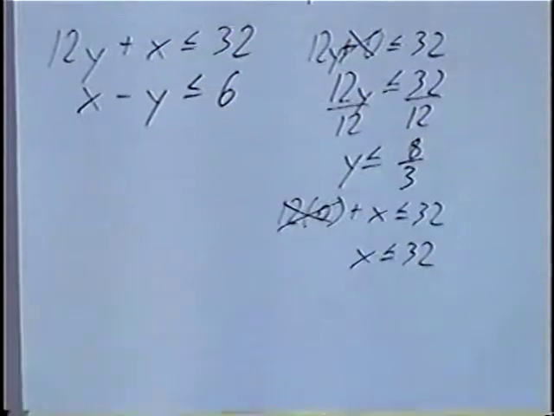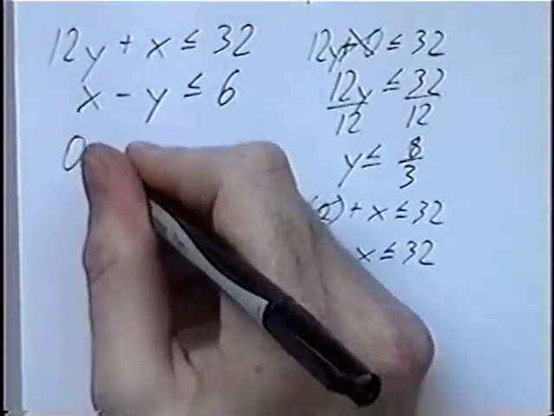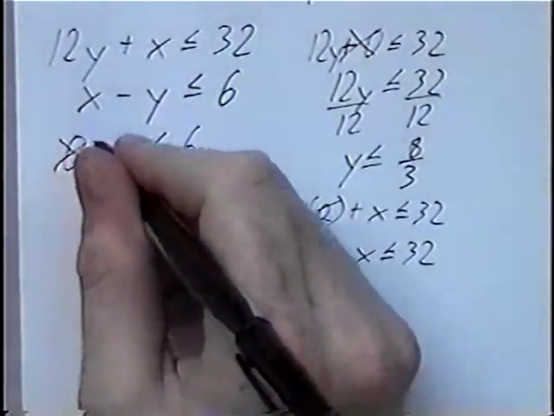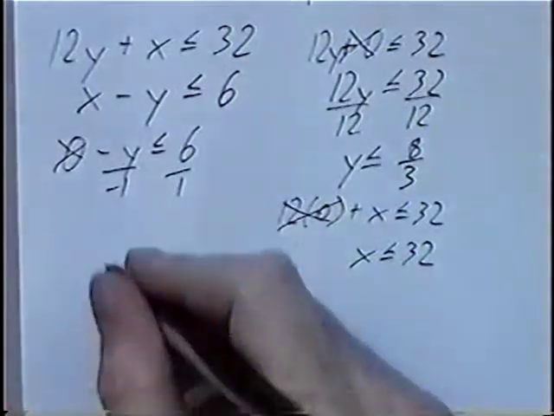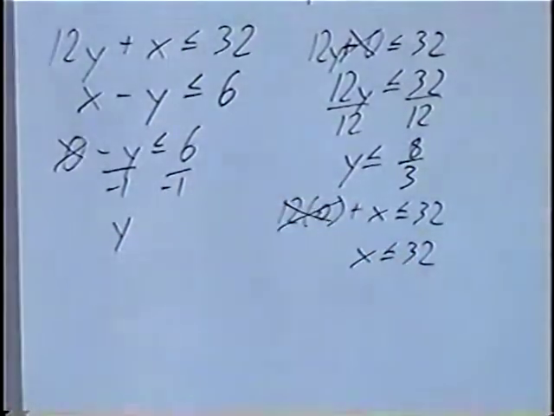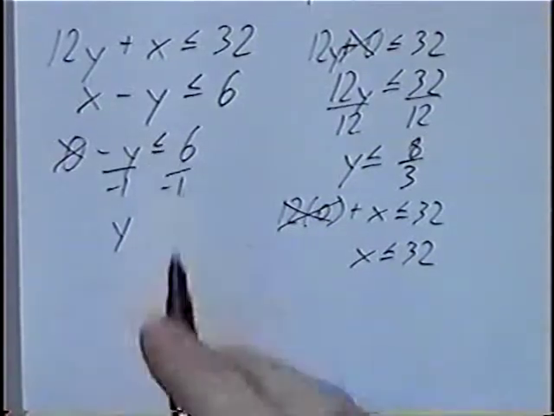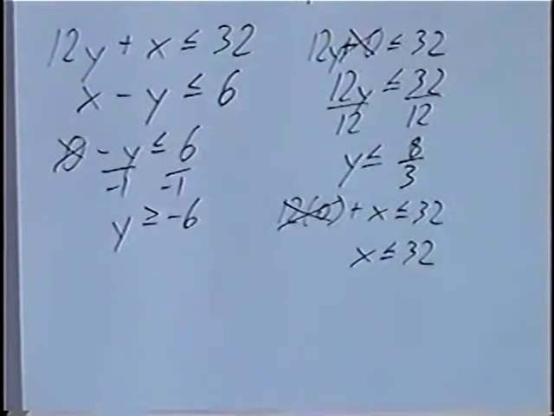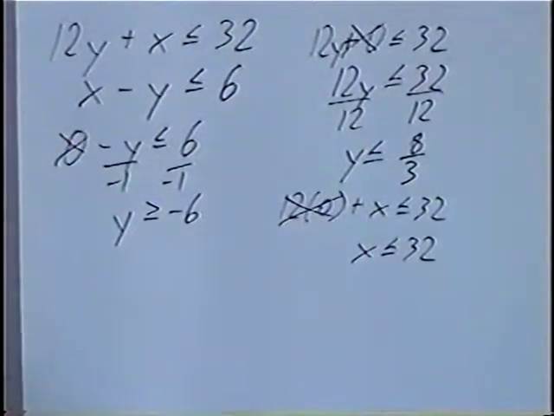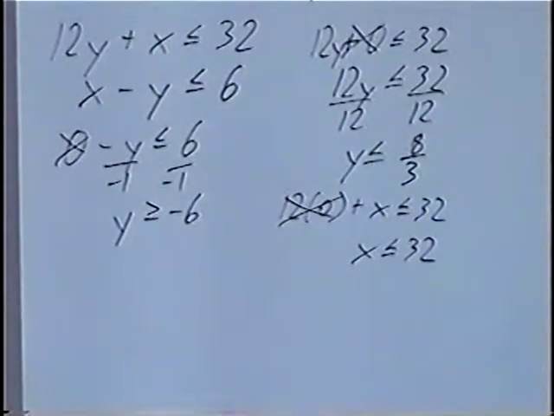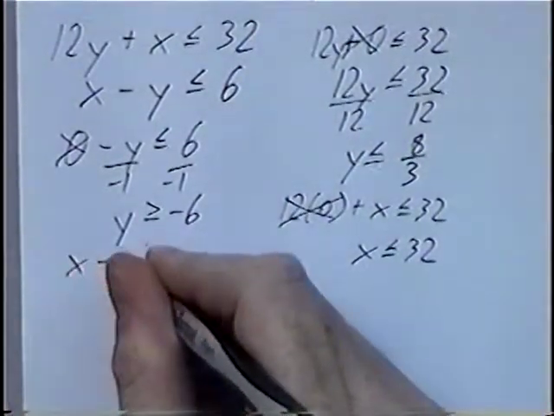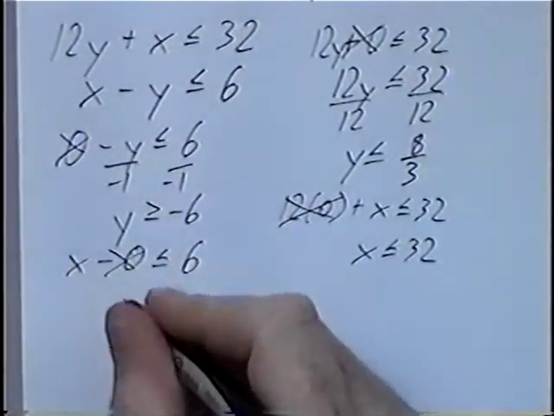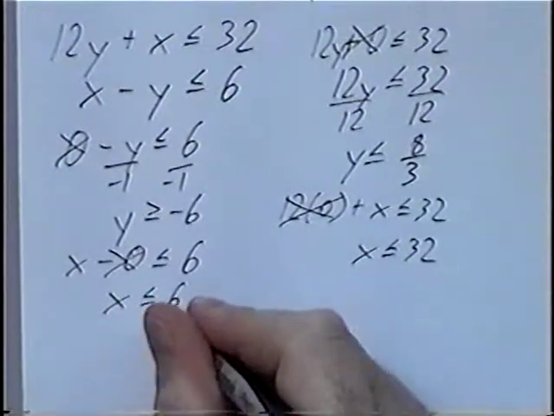If we do the second equation, plugging in zeros, if we do a 0 for x, we'll have negative y is less than or equal to 6. Dividing by a negative 1, we'll have y, and dividing by a negative 1 would change the inequality to y greater than or equal to negative 6. And again, solving the second inequality for the x-intercept, we can plug a 0 for y. x minus 0 is less than or equal to 6, or x is less than or equal to 6.